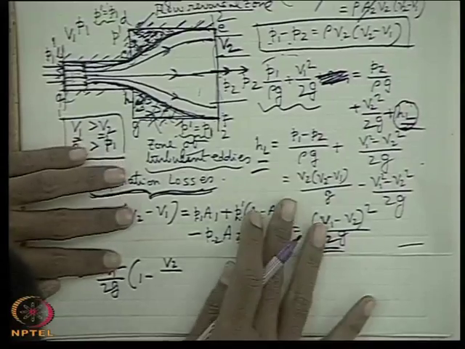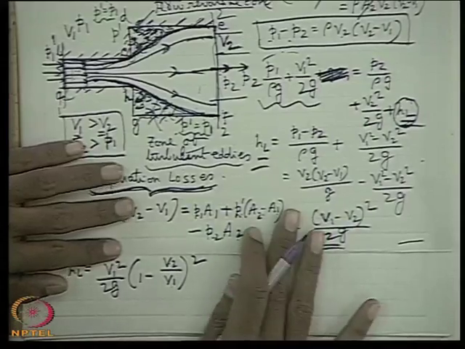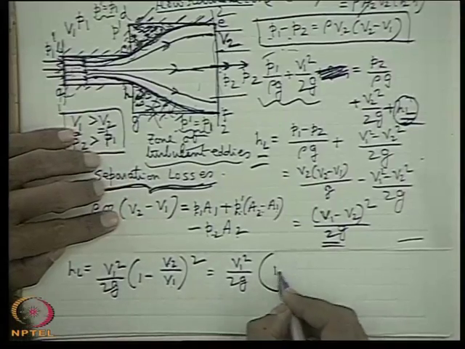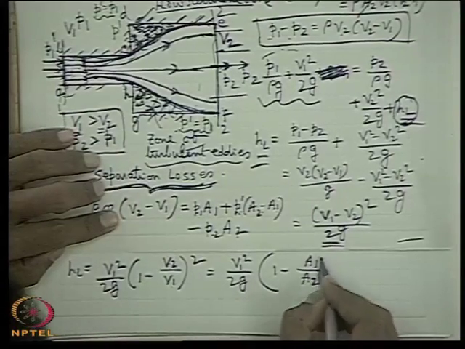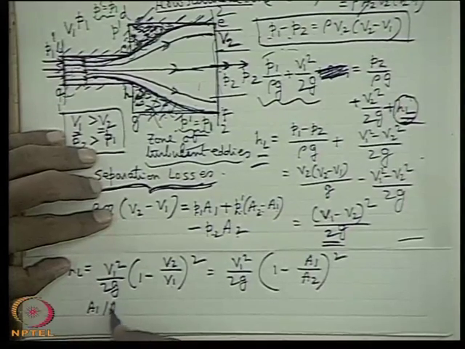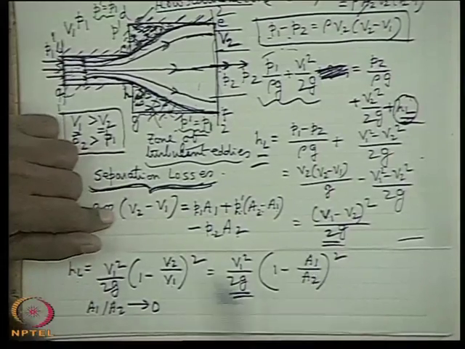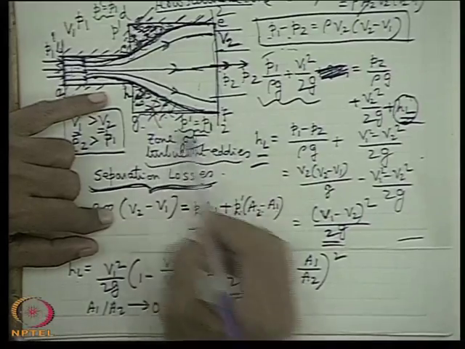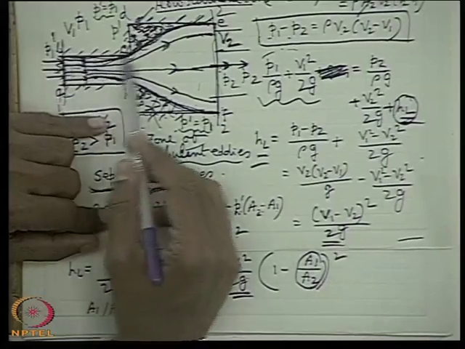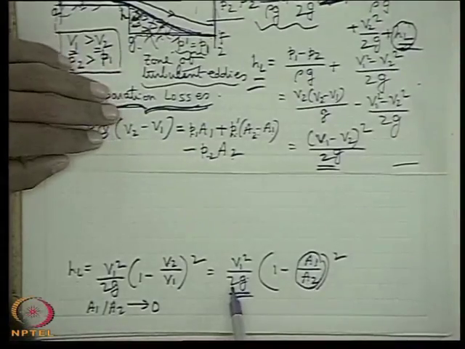then what will be that? 1 minus V2 by V1 whole square. What is V2 by V1? This can be written as V1 square by 2g, and from continuity, what is V2 by V1? It is A1 by A2, whole square. Now consider a case when A1 by A2 tends to 0, then what is the loss? V1 square by 2g. This is the case when A2 is very large compared to A1, that means depending upon the value of A1 by A2, the loss will take place. If A1 by A2 is 1, there is no enlargement, then what will happen? If there is no enlargement, A1 is A2, then 1 minus 1 is 0, there is no loss.